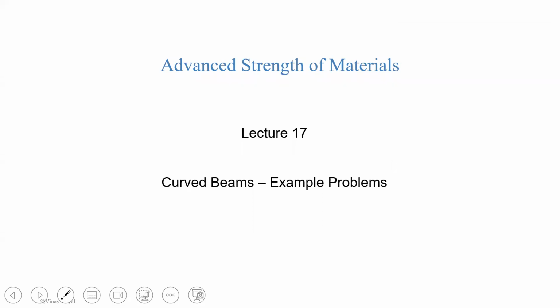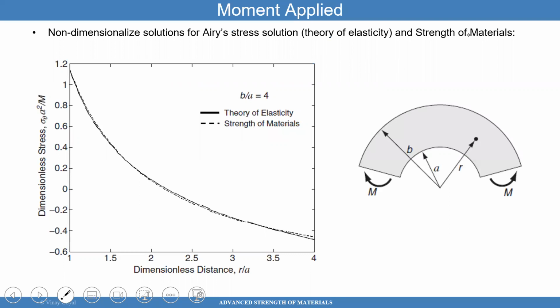So let me move to some examples here then on how to apply this. You can actually compare the theory of elasticity to strength of materials by comparing the dimensional stress to the dimensional distance R over A. And it turns out if you use theory of elasticity with Airy stress function, you get this curve.